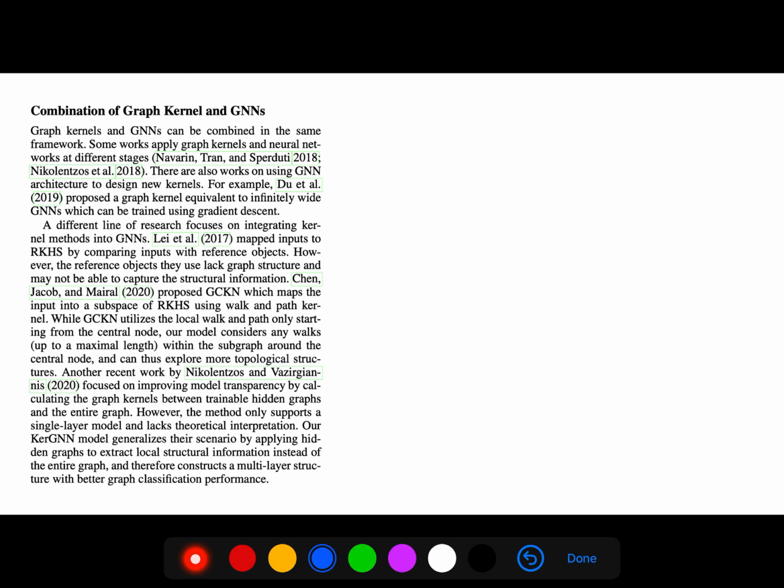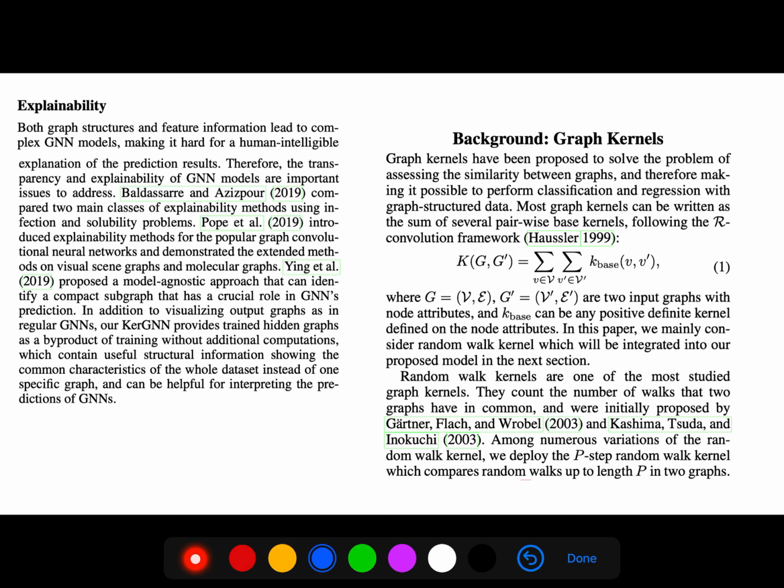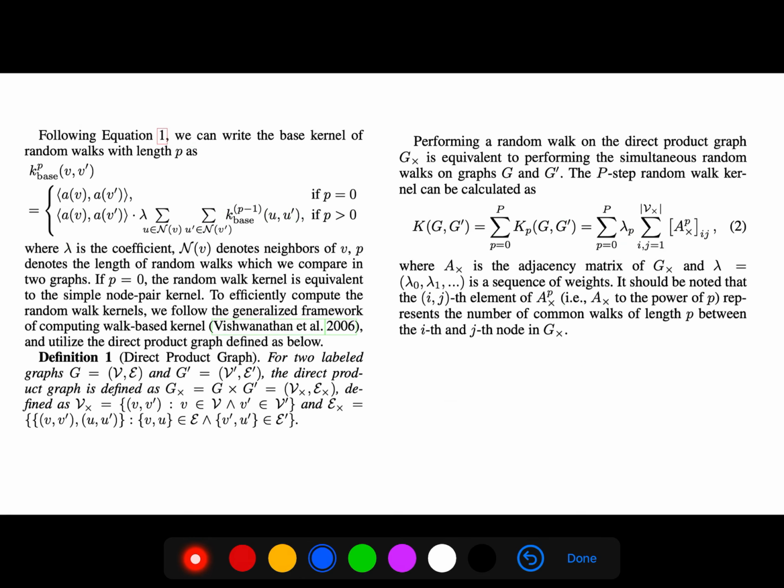So here we want to combine graph neural networks with graph kernels, so we need some background. Like in previous papers, we had some base kernel. Now we can see the similarity of two graphs G and G prime based on the base kernel that is centered around nodes V and V prime. And performing a random walk on the direct product graph is equivalent to performing simultaneous random walks on graphs G and G prime.